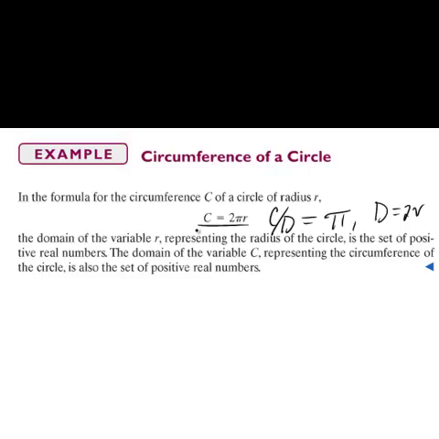All right, so if we wanted to say, hey, C is some function of R, what is the domain of this function? Then R is going to be the radius. Now, it doesn't make sense for R to be negative. And it doesn't make sense for you to have a circle with 0 radius. So only the set of positive real numbers would make sense as the set of allowable inputs to this expression or this equation.